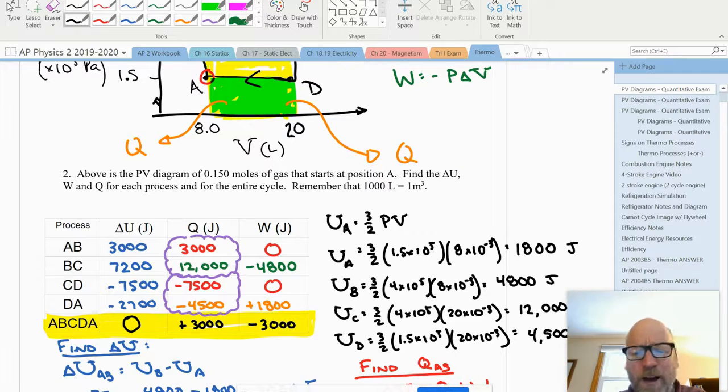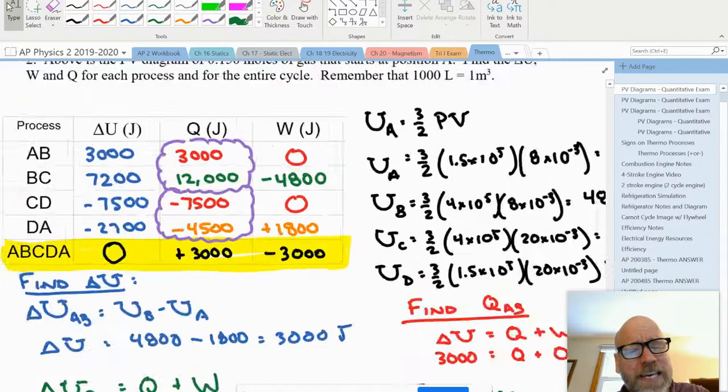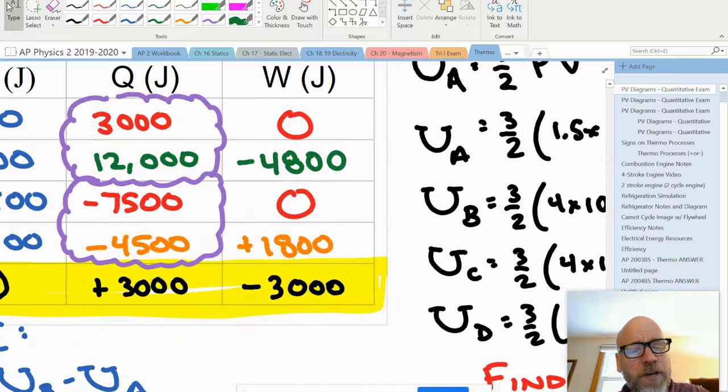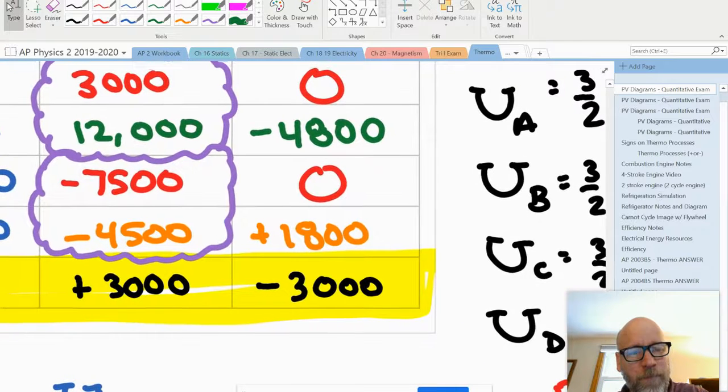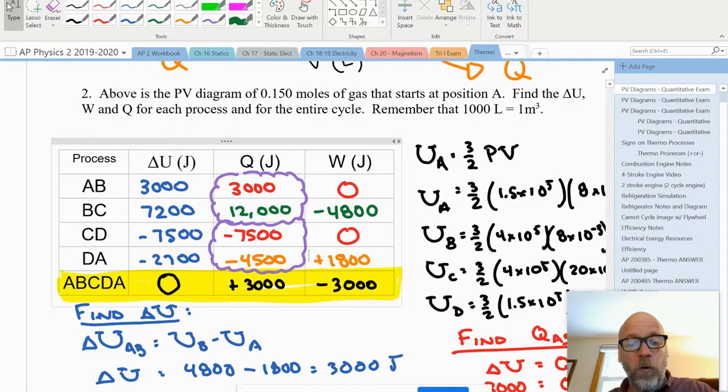Now, some of you are thinking, wow, that's like 100% efficient. How can that work? No. We added 15,000 joules of heat, and we only got 3,000 joules of work out of it. So really, the efficiency would just be the work divided by the total heat added, or 3,000 divided by 15,000, or 0.2, or 20%. So this is not very efficient. We'll do more with efficiency later.